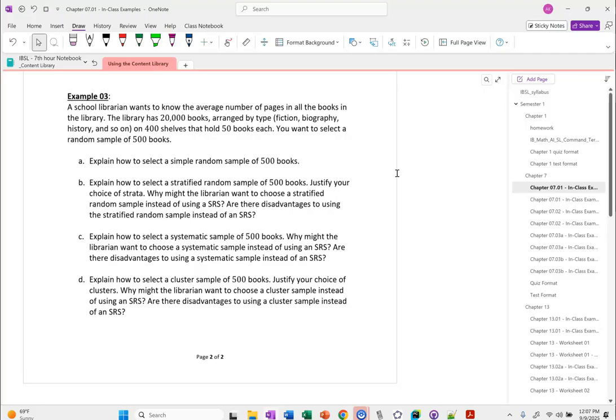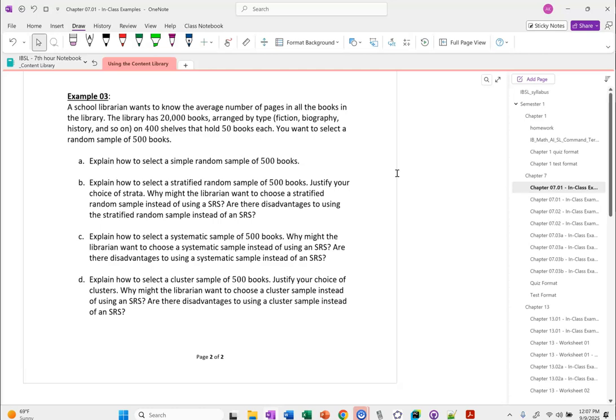Very good. And then you pick out of those. And then you randomly pick from each strata. Yep. Why might the librarian like to do that method? Because you have a more diverse sample, and with a simple random sample you could have like 400 fiction and 10 biography, so you'd have a more diverse range. Okay.